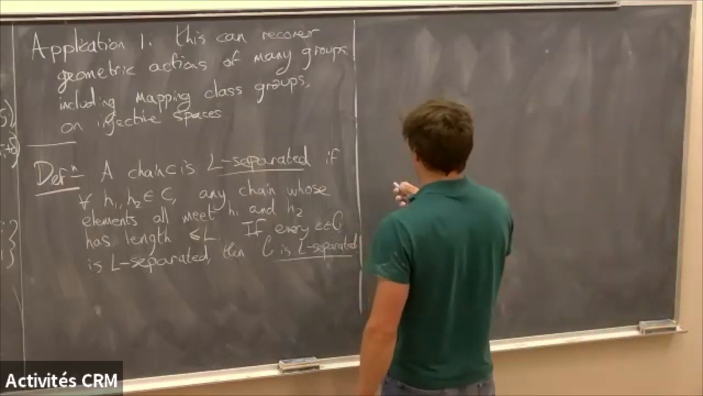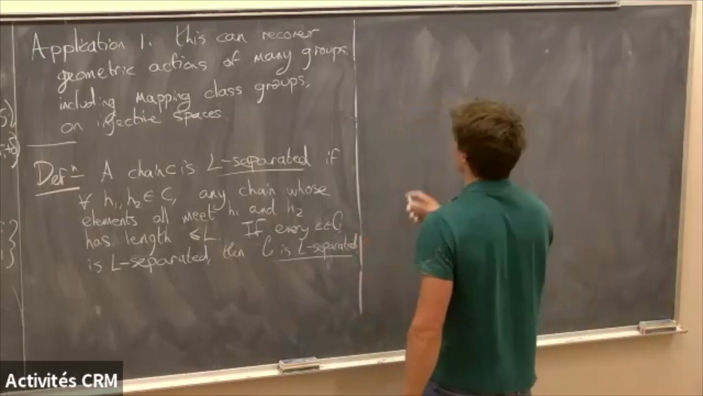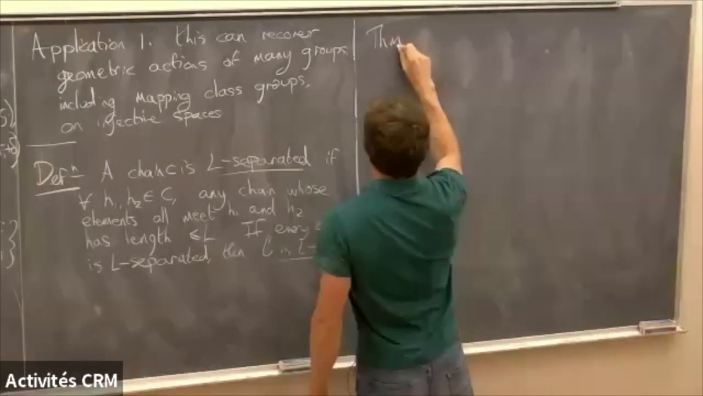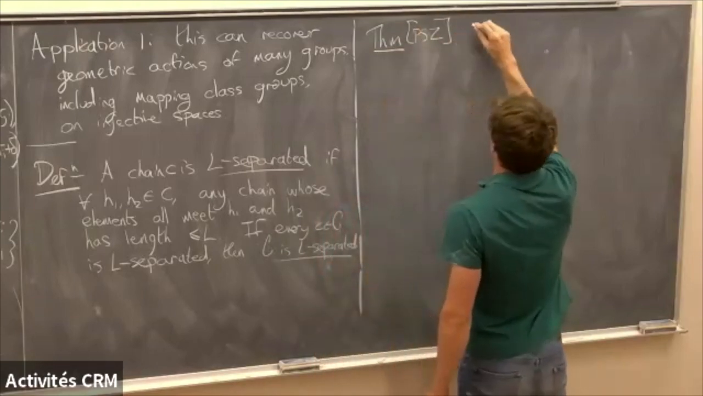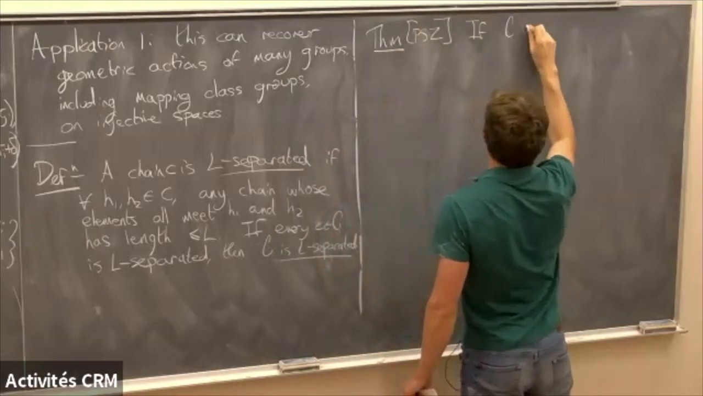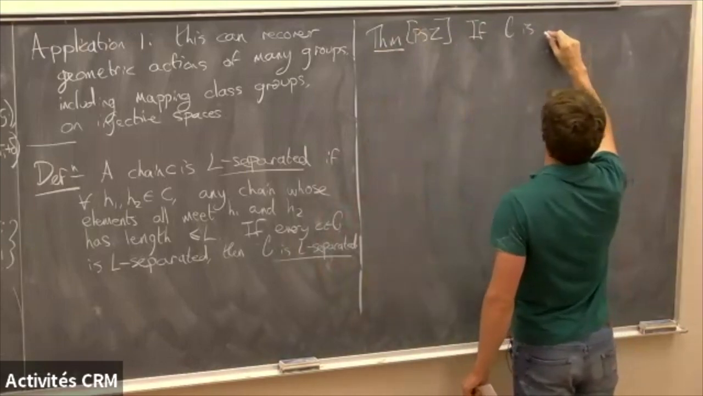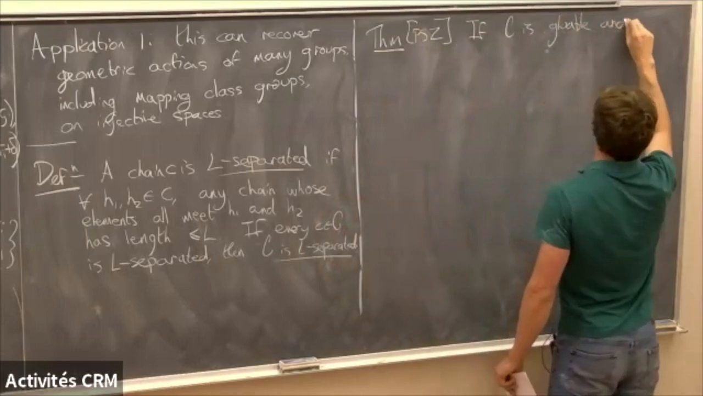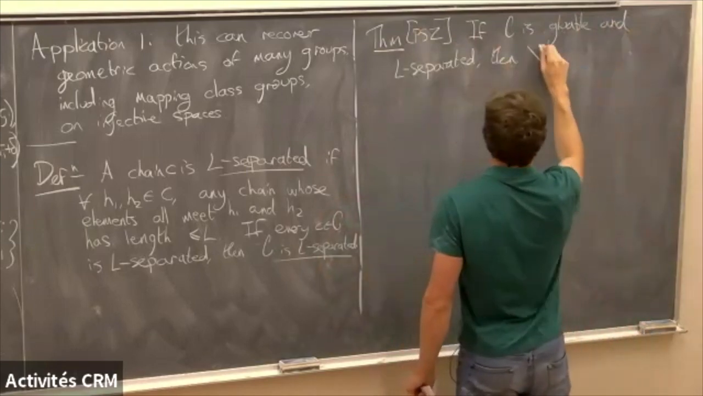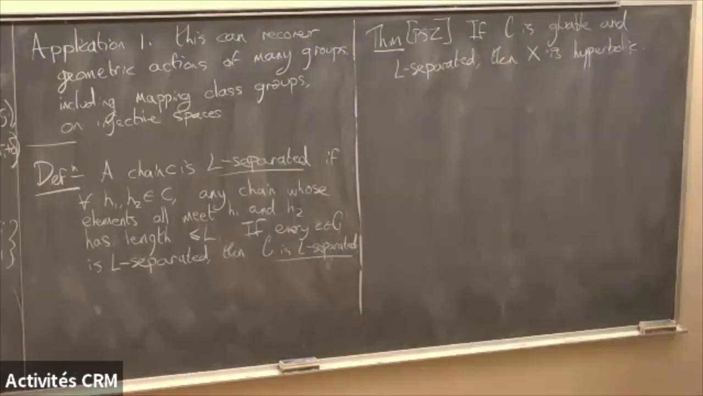So we wanted some source of negative curvature, and this works if C is gluable and L separated, then X is hyperbolic. Some function of L, yeah. I think it's linear in L.